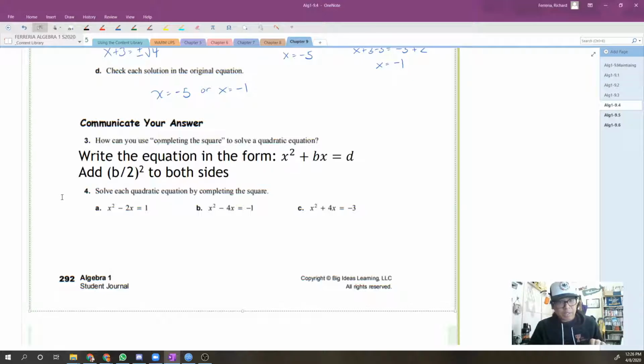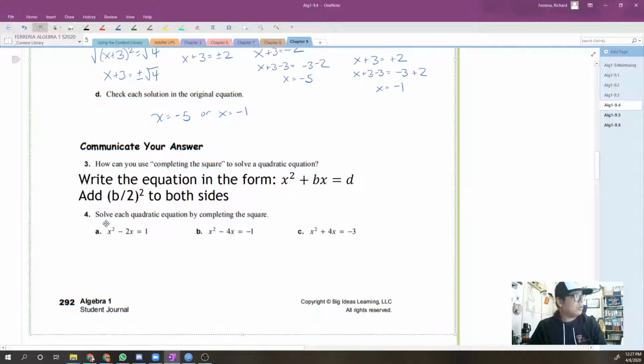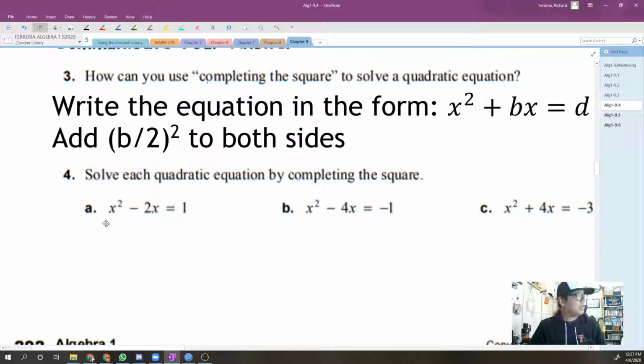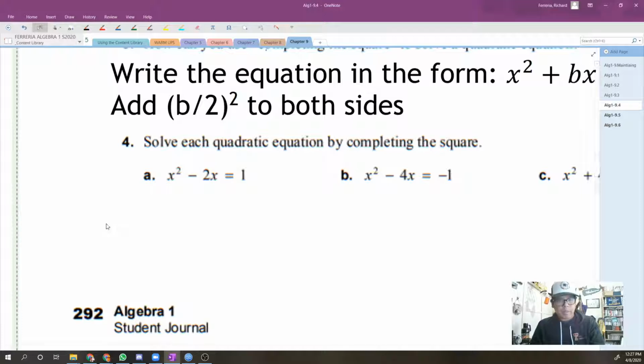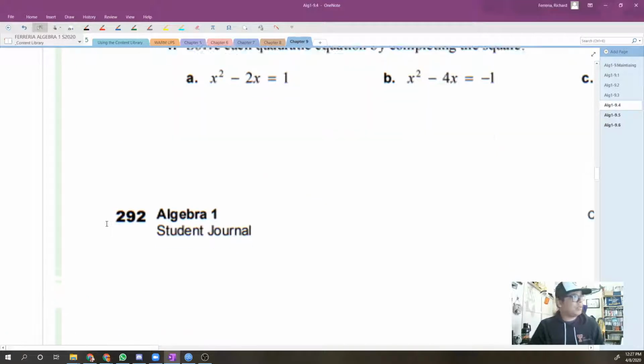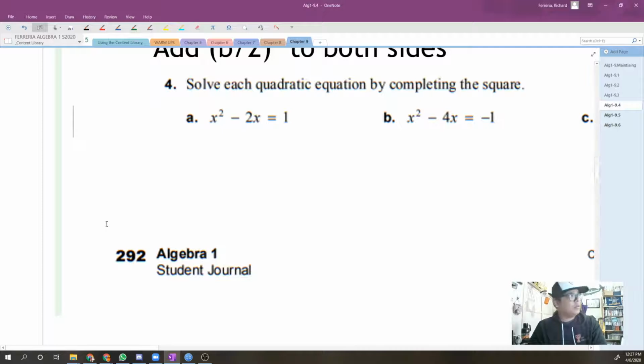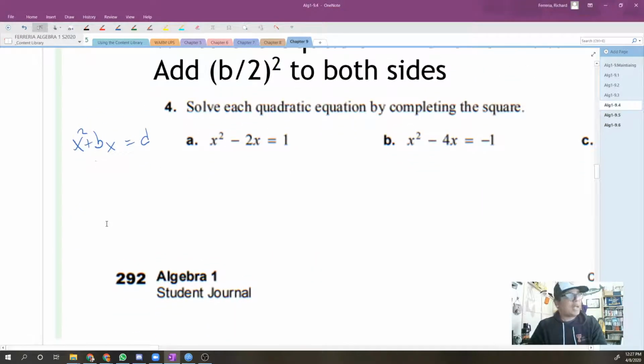We're going to take a look at letter A. Let's zoom in a little bit at A. And let's get started. So the first thing to do is notice that we are in that same form. That form is x squared plus bx equals d. So just equating the parts here, I can see that b is -2 and d is 1. Now the d doesn't really matter as much as the b. The value of b is -2.